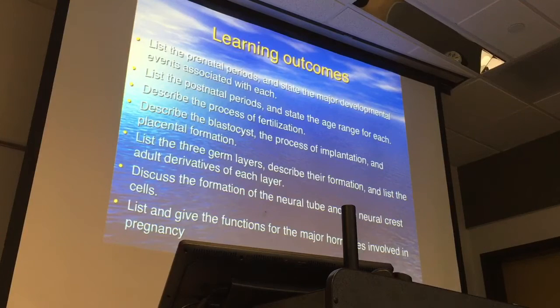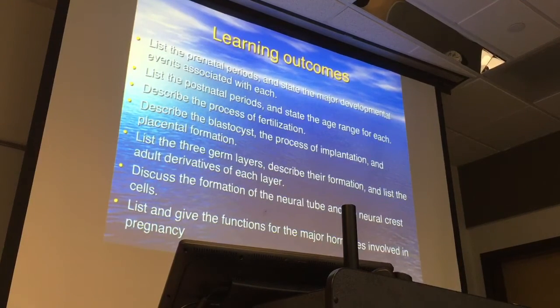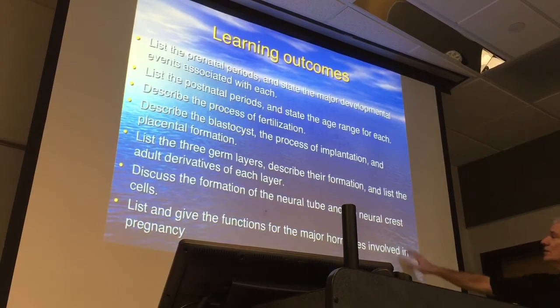Describe the process of fertilization. We're going to cover that in detail. Describe the blastocyst, the process of implantation and placental formation. We will cover that and talk about it today. List the 3 germ layers, describe their formation, which is an event called gastrulation. We'll look at that. And list the adult derivatives of each. That's in the table, and I'll make mention of the table. Discuss the formation of the neural tube and the neural crest cells, and I will cover that.